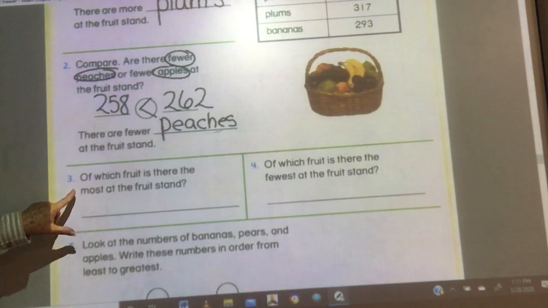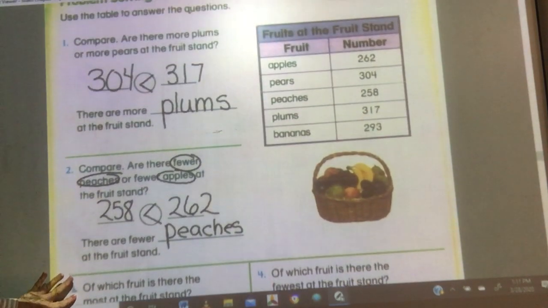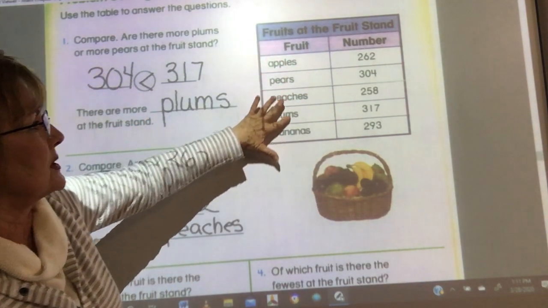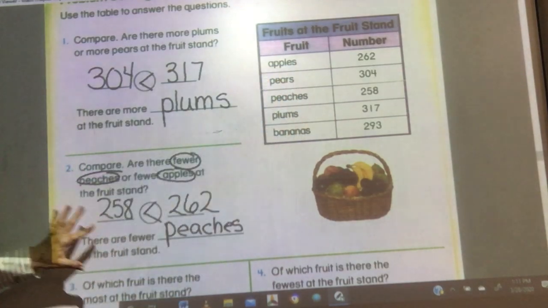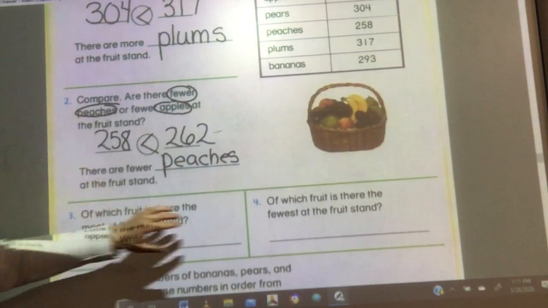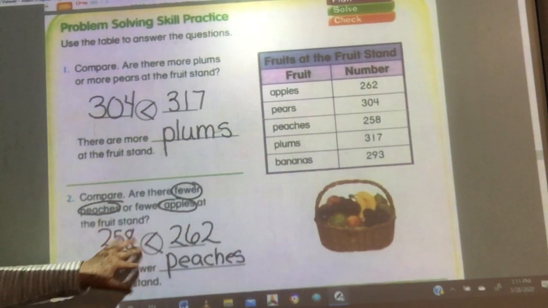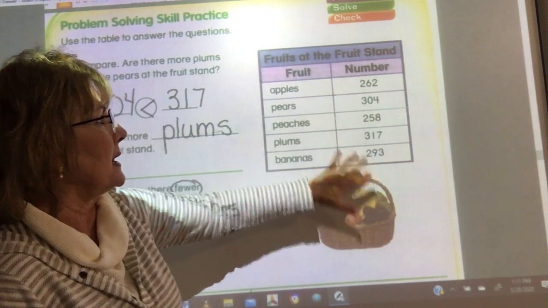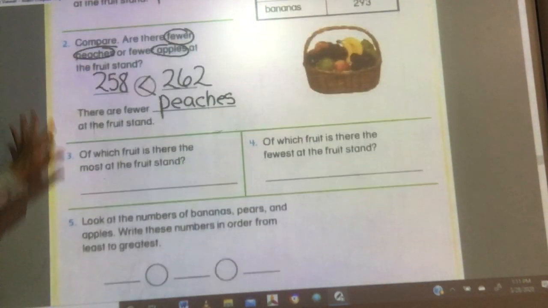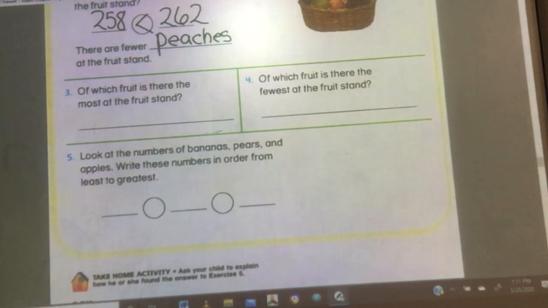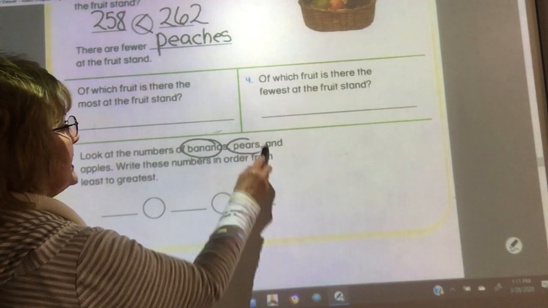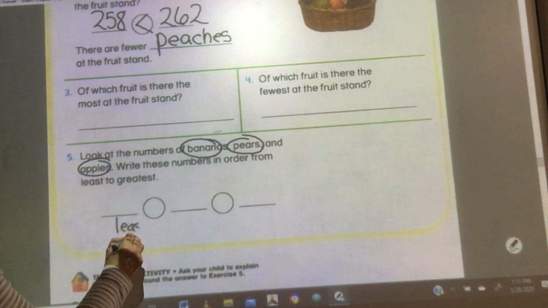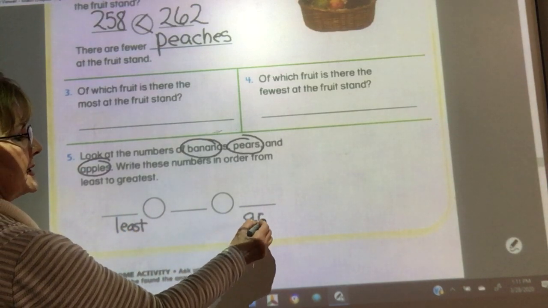All right. Of which fruit is there the most? So find the greatest number and write which of these has the most. Check that out for yourself. Which fruit is the fewest, the smallest number? Look for the least amount, write that answer. Okay? Now, they're saying look at the bananas, pears, apples. Write them in order from the least to the greatest.